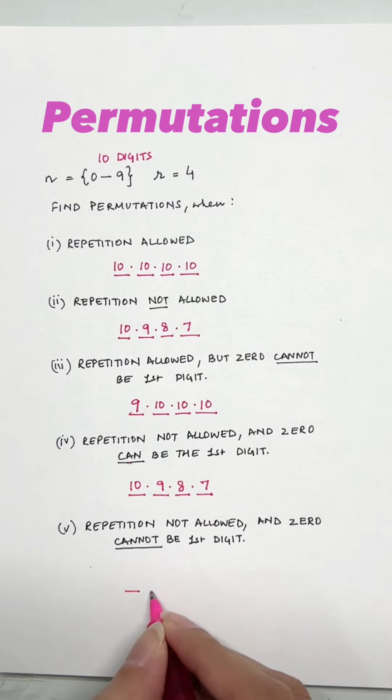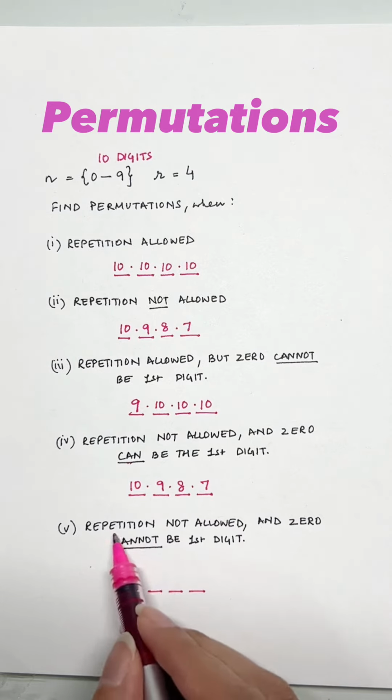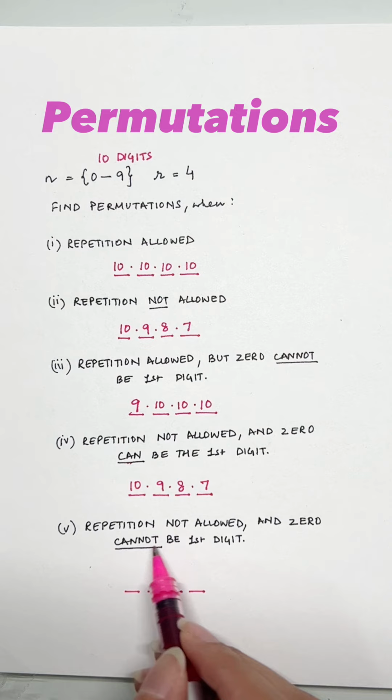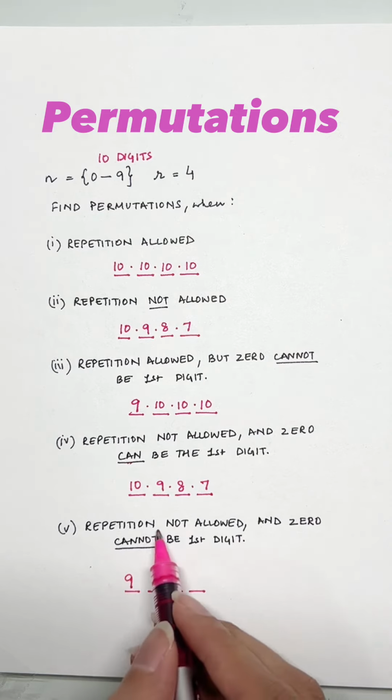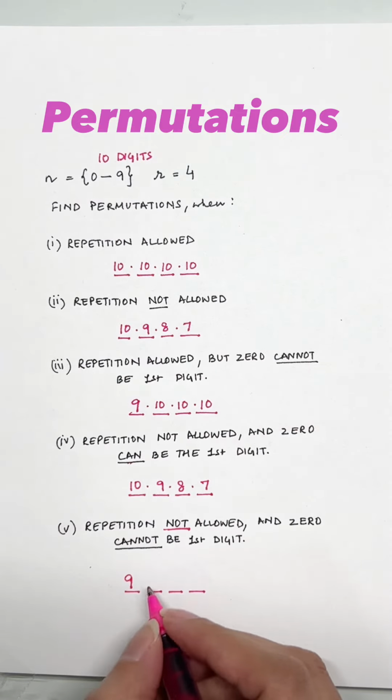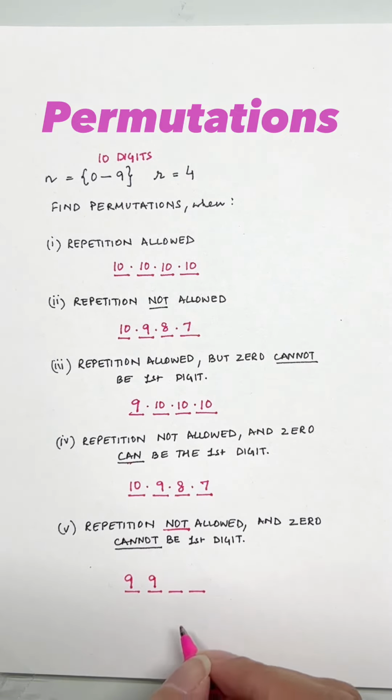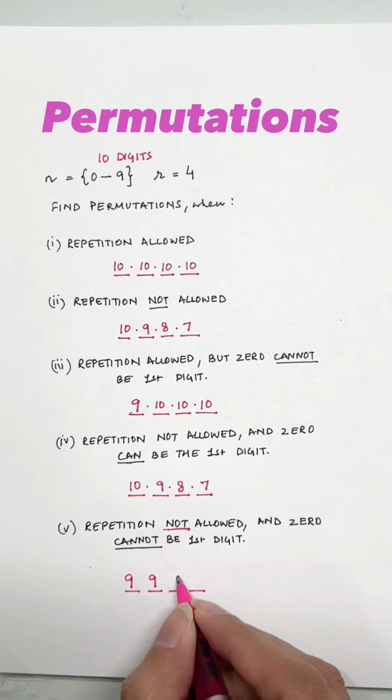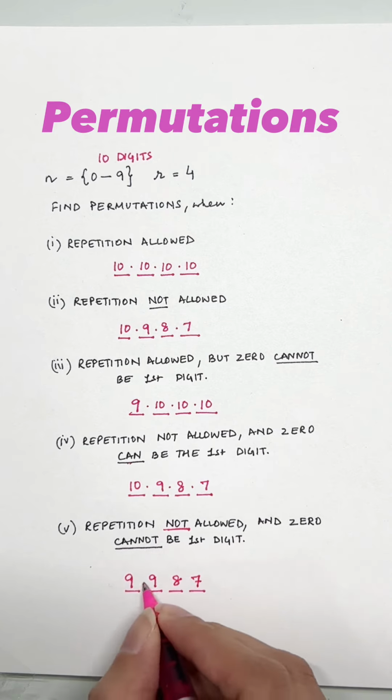Now the fifth part, it's kind of mind-boggling, but concentrate. Repetition not allowed and 0 cannot be the first digit. So out of 10 numbers 0 cannot be used, so it's going to be 9, but one spot is already taken, so out of 10 you have to subtract one more, so it'll be 9 and then 8 and then 7.